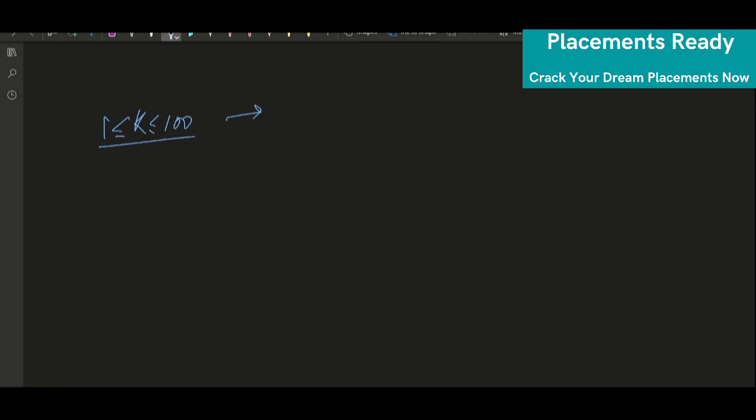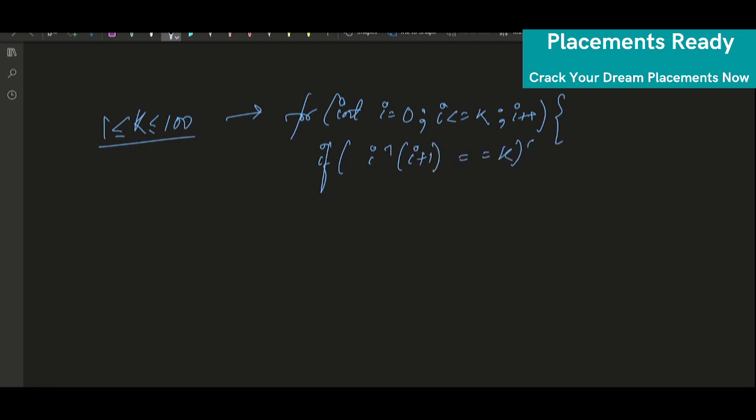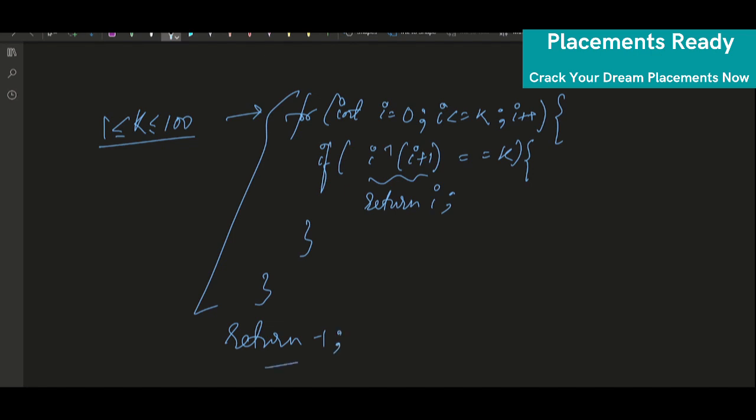How can we do this? Just using a for loop. So what we can do, we can run a for loop for int i equal to 0 to k, i plus plus, and we can simply check if i XOR i plus 1 is equal to k, then we have to return i in that case. Else, if we come out of this for loop and we are not able to find any such i, then we have to return minus 1. So that is fine. So let's move on to the coding part.